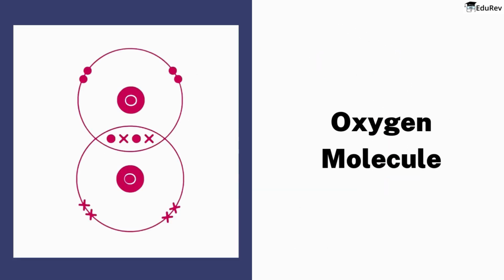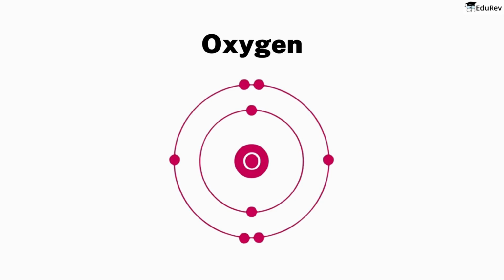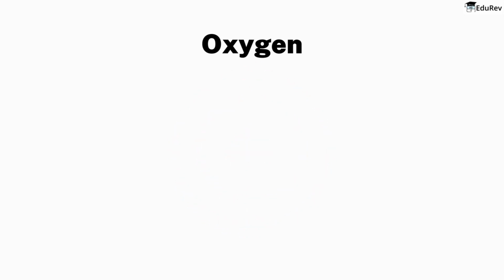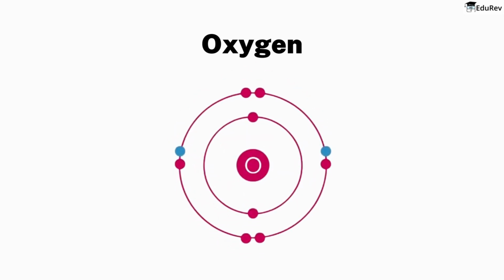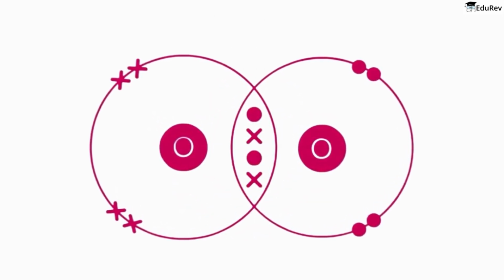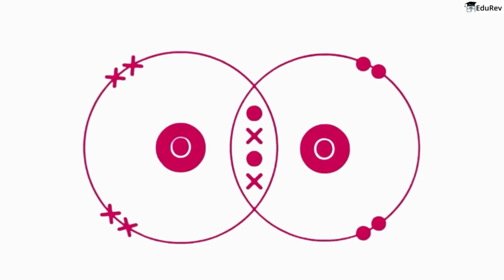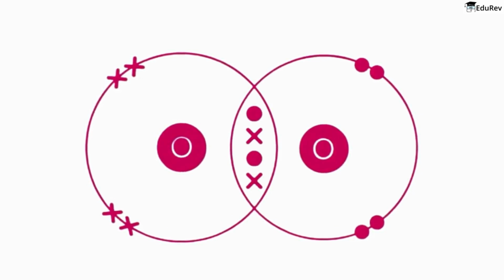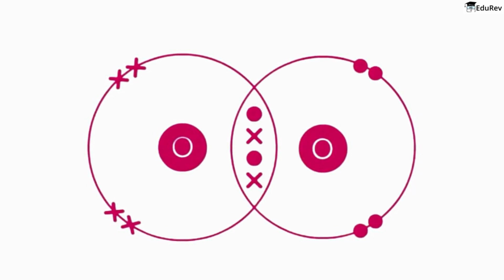Moving on to the oxygen molecule, O2. An oxygen atom has 6 electrons in its outermost shell and needs 2 more electrons. When two oxygen atoms come together, they share 2 electrons each, forming a double covalent bond. This sharing of electrons leads to the formation of the O2 molecule, which is responsible for the air we breathe.